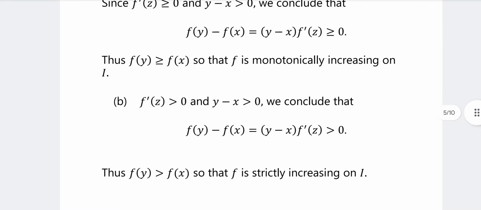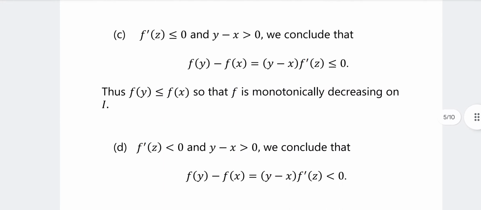Now the B part. If the derivative of f is strictly greater than 0, then y minus x is already greater than 0, so their product is strictly greater than 0. In that case, f(y) is greater than f(x), so f is a strictly increasing function on I. So the B part is also proved.